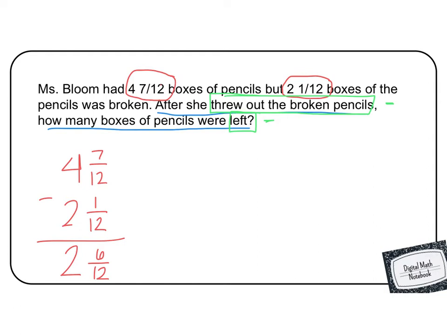6 and 12 both have a common multiple of 6. So if I divide both the top and the bottom by 6, I can reduce it down to 1/2. That means that my answer would be 2 and 1/2. So Miss Bloom had 2.5 boxes of pencils left over. Make sure that you pause to write your answers in your digital math notebook now.